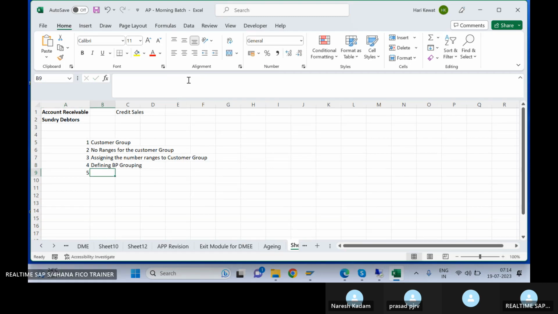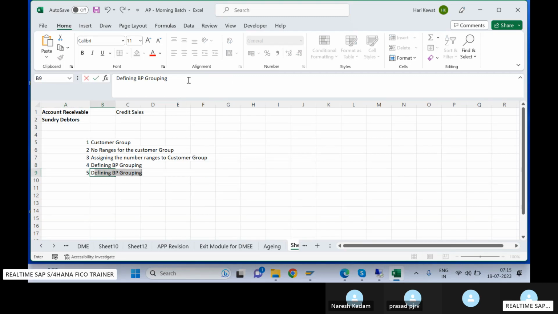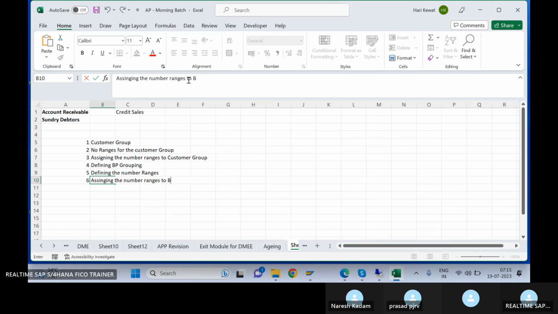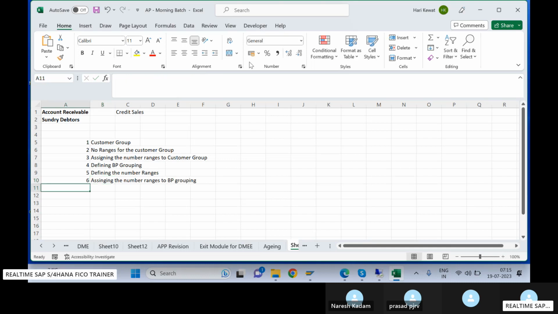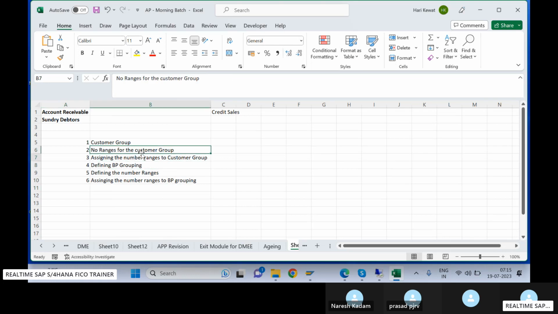Then fifth, defining the number ranges. Sixth, assigning the number ranges to the BP grouping. One thing you need to be very careful about is the numbering, because I have taught you a few scenarios. Your BP equal to your customer equal to your vendor. So 4-5 scenarios I have taught you. You need to keep those scenarios in your mind.